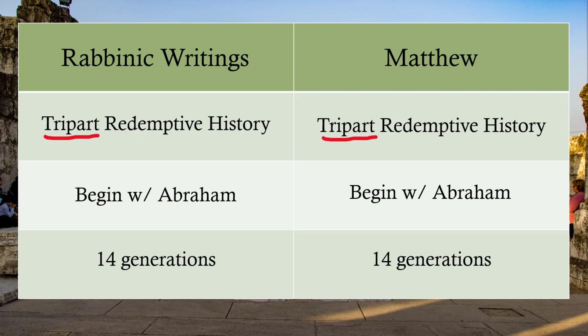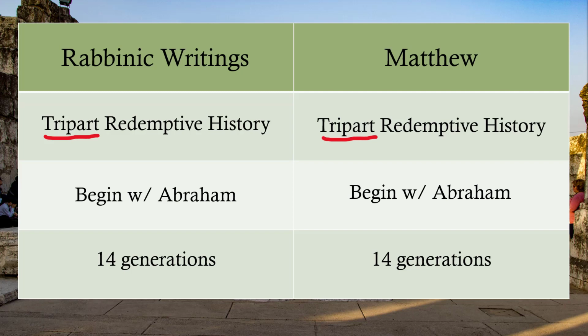So my point is, when I get to the end and we're talking about the possible structure of Matthew's genealogy, the reason we can conjecture this is because you have rabbinic writings that say the same thing, or at least they don't conclude that Jesus is Messiah, but they're structured the same. So that's the main point. We want to know there is a collective mind, so that when Matthew writes, his audience gets it.